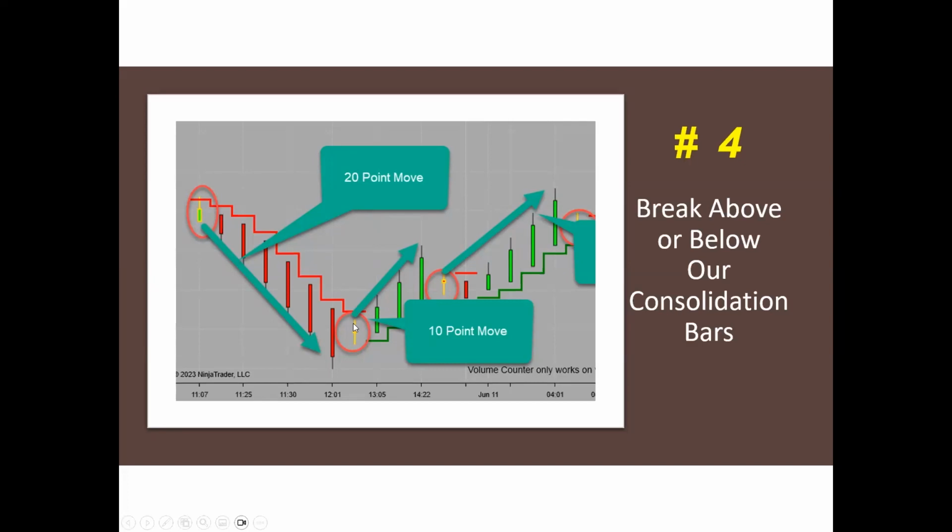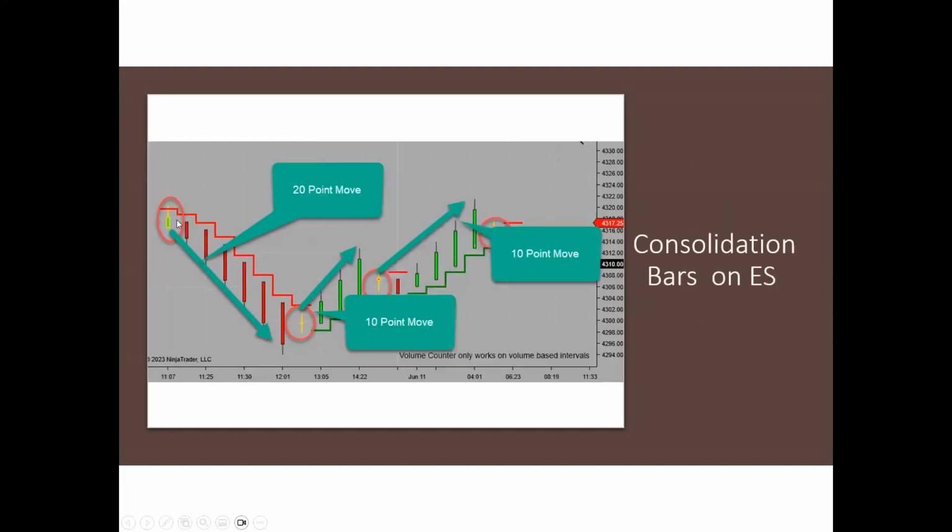Then the market consolidated again. You can see the next bar with the gold frame. It has a red circle around it. We broke above that bar for a 10-point move up. Then the next bar with the red circle around the gold frame is another consolidation bar. We broke above that bar for another move up. So a 20-point move down, a 10-point move up, and another 10-point move up. Again, this is a consolidation break.